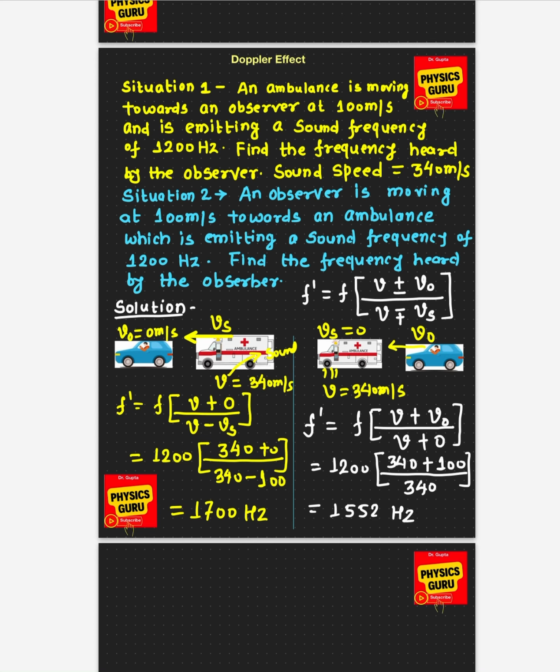So you see a significant difference in the frequency observed. When the ambulance is moving towards the observer, you hear 1700 hertz, and when the ambulance is at rest and the observer is moving towards the ambulance, which is emitting a sound, you hear 1550 hertz. So why is it greater in the first case? I would like you to write down your analysis or your reasoning in the comment section below.